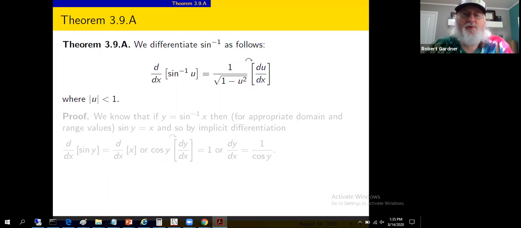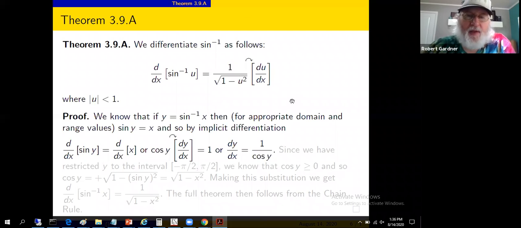All right, so what we're going to do is establish these just when u is x itself, and then the more general result will follow by the chain rule. Okay. Well, how do we prove theorem 3.3?